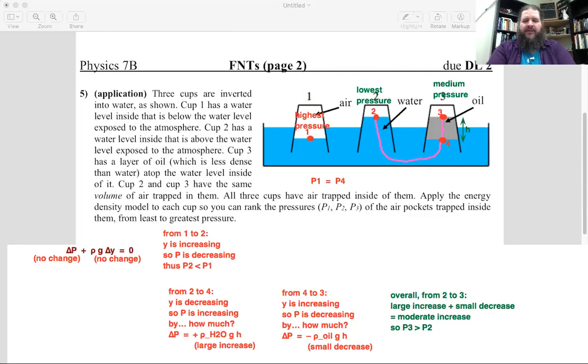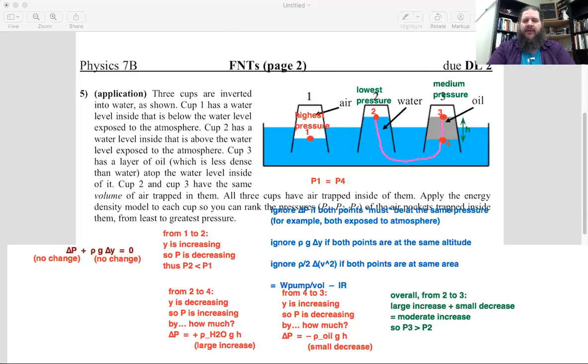But if both points are at the same cross-sectional area, then that means there's no difference in speed, regardless of anything else. Pump doesn't matter, resistance doesn't matter, height difference doesn't matter. If the two locations in the pipe are at the same cross-sectional area, they've got to have the same speed.